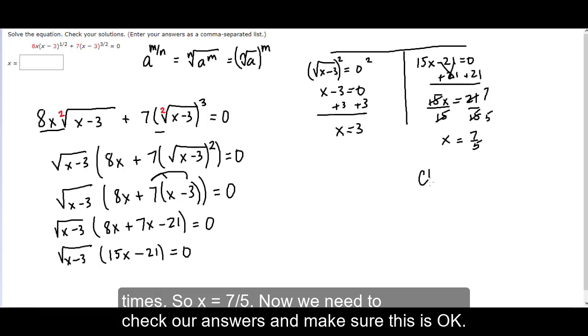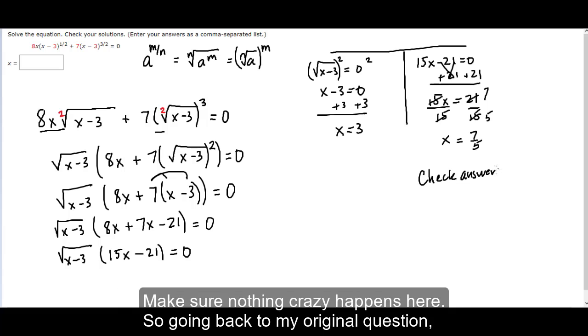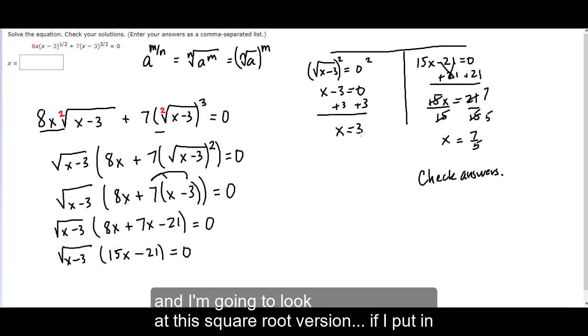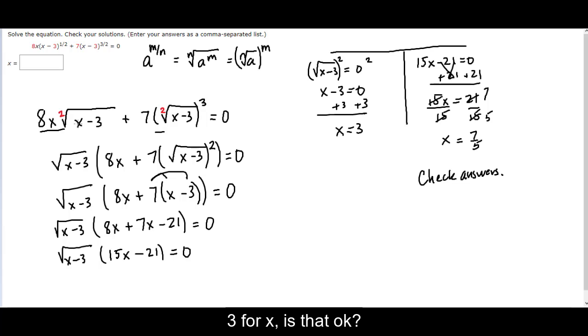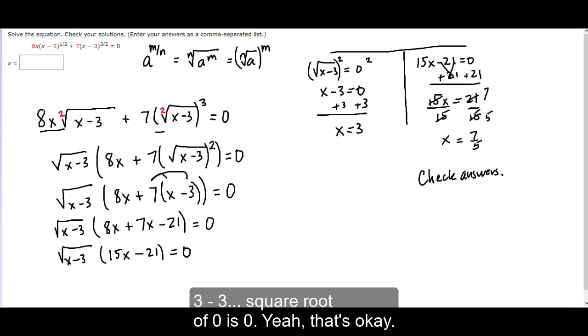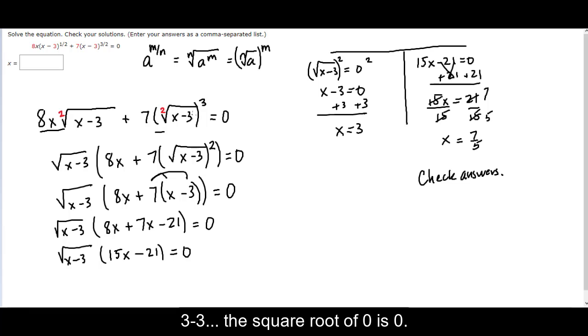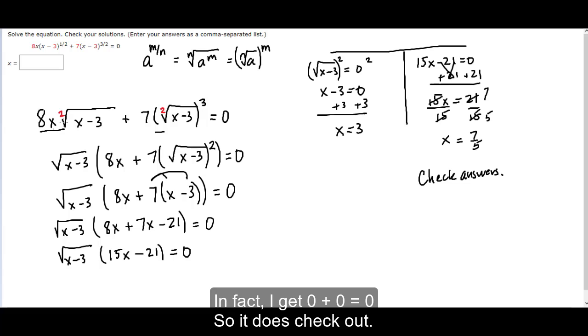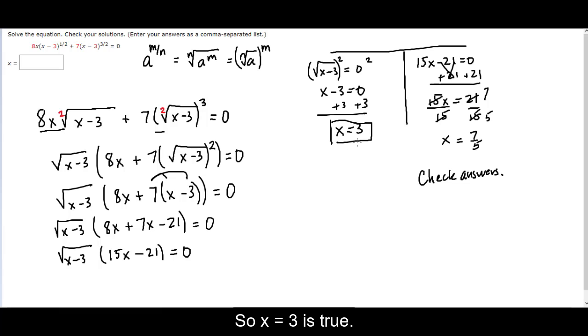Now we need to check our answers. Make sure nothing crazy happens here. So going back to my original question, I'm going to look at this square root version. If I put in 3 for x, is that okay? 3 minus 3, the square root of 0 is 0. Yeah, that's okay. In fact, I get 0 plus 0 equals 0, so it does check out. So x equals 3 is true.